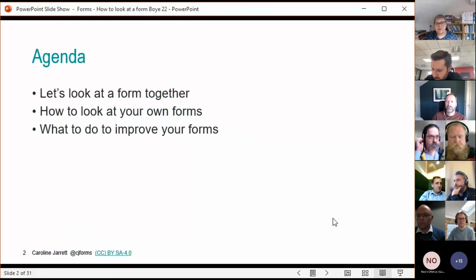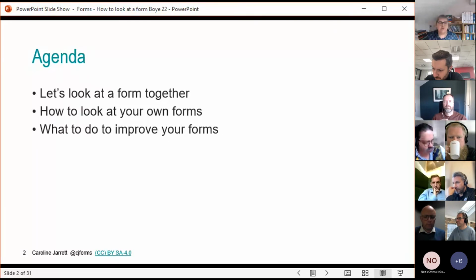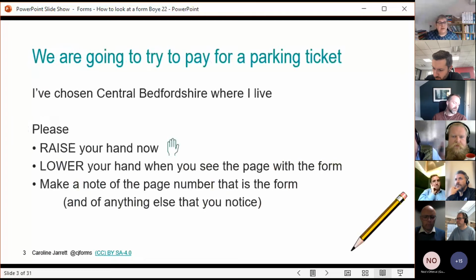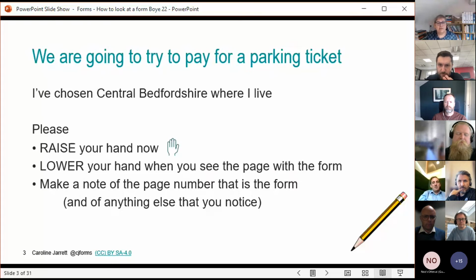We're going to look at a form together. I've chosen just a straightforward form, probably rather simple, but it gives us some ideas. And then I'm going to give you some tips about how to look at your own forms and a brief idea about what to do to improve your forms. What we're going to do is try to pay for a parking ticket. I've chosen paying for a parking ticket in Central Bedfordshire, where I happen to live, in the middle of the UK.